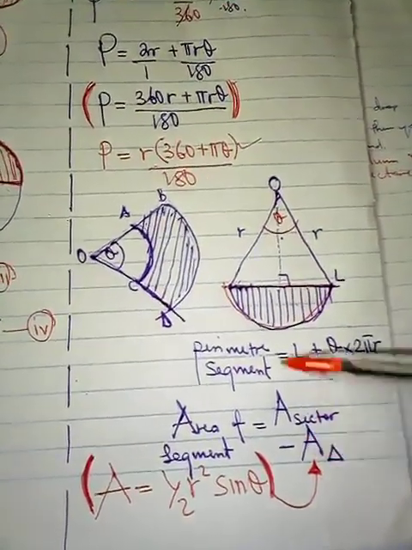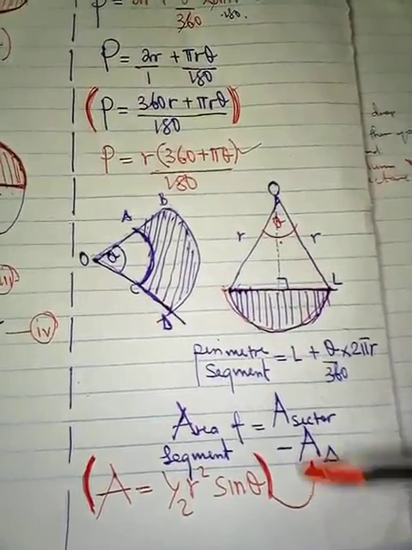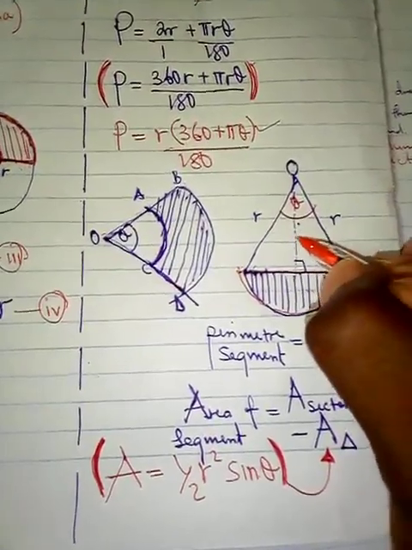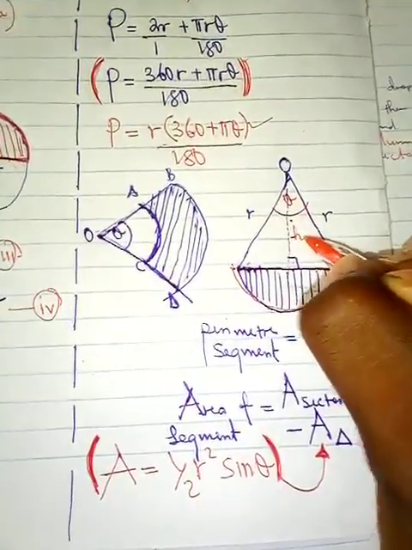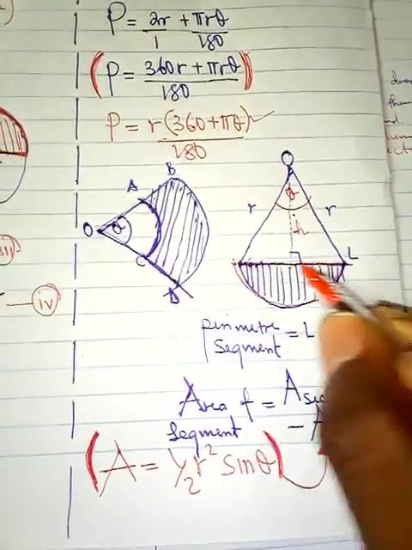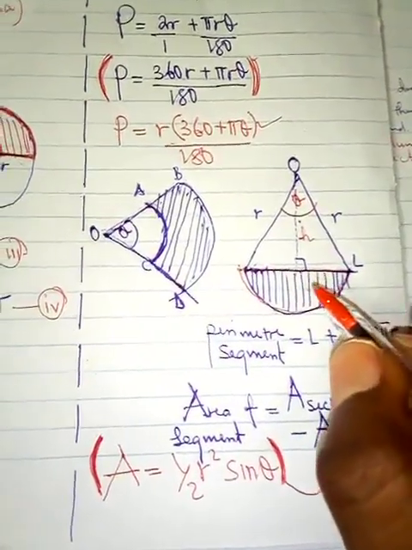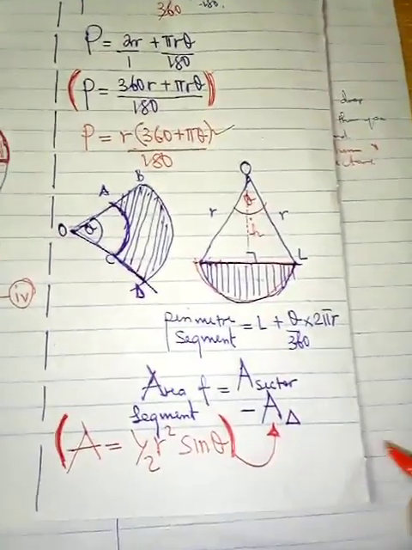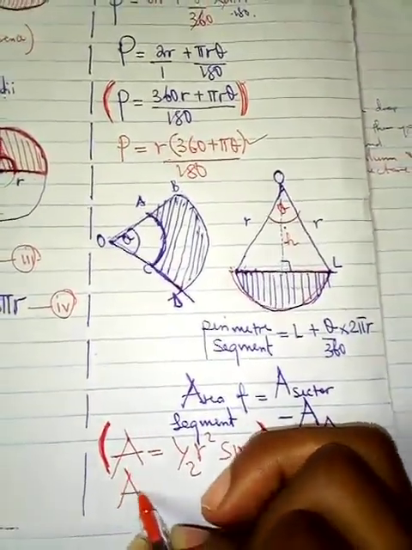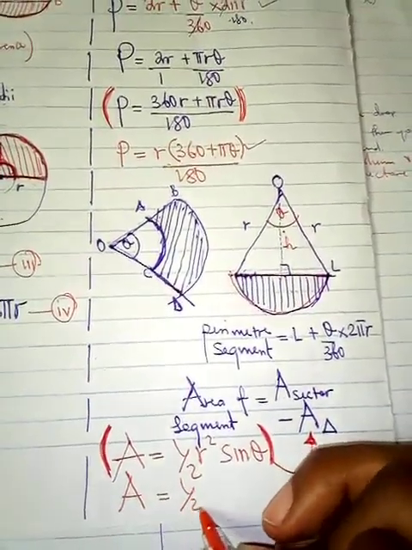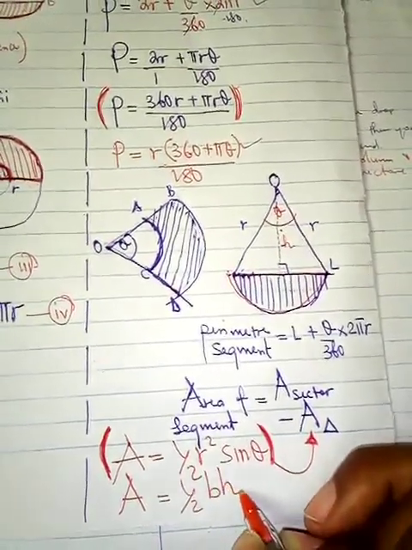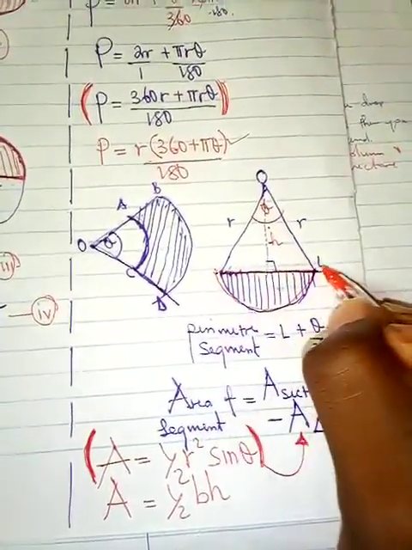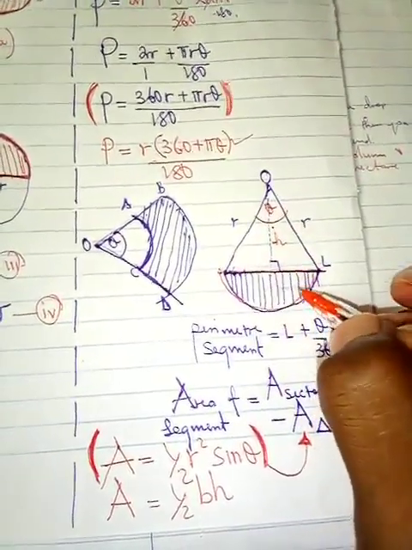And once you do that, you can just subtract your two values, and you're going to have your final answer in that way. If the height has been given, if it is known, and the length of the chord has been given, in a case whereby you forget half r squared sine theta for the area of a triangle, you can just use this basic one that we all know, which is half BH, where your length of the chord is going to be your base, and h is going to be your height.